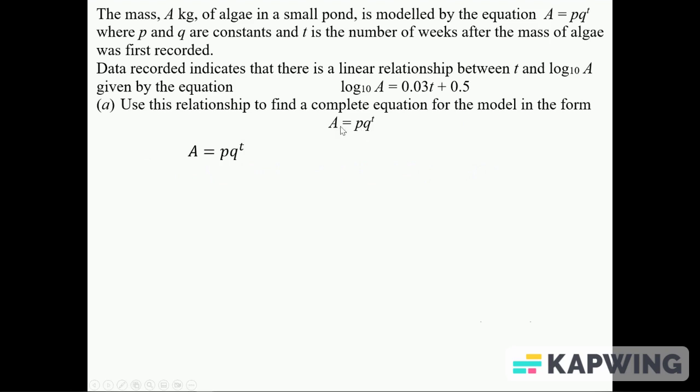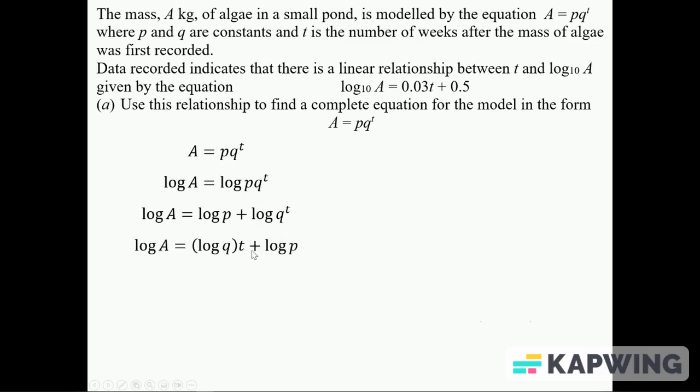So one way to do it is to start off with the relationship. We don't know what P and Q are. If we do the logs of both sides, because this is the log equation, these are logs base 10, of course. And then I can break this side up into the log of P plus the log of Q to the power of T. I can bring the T down and write it like this. So this will be log of Q multiplied by T. I need those brackets around it because I don't want to say the log of QT. It's the log of Q multiplied by T, plus the log of P.